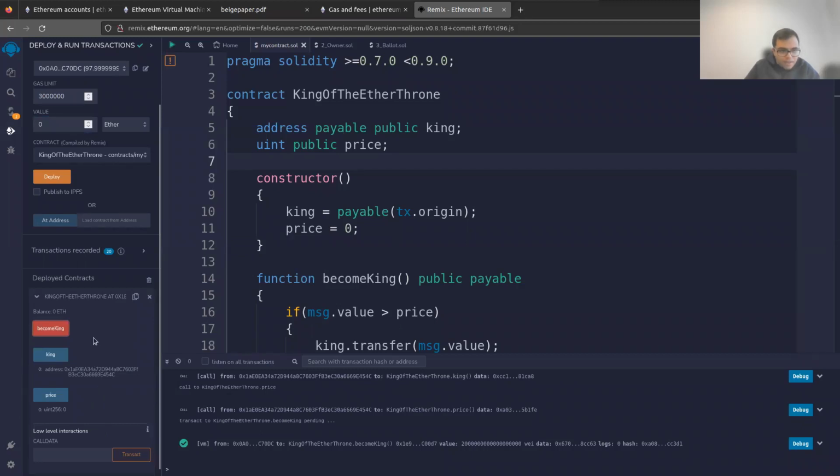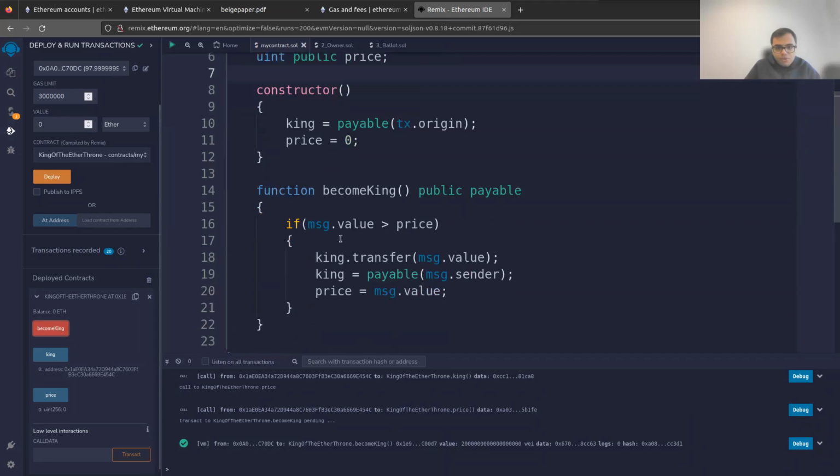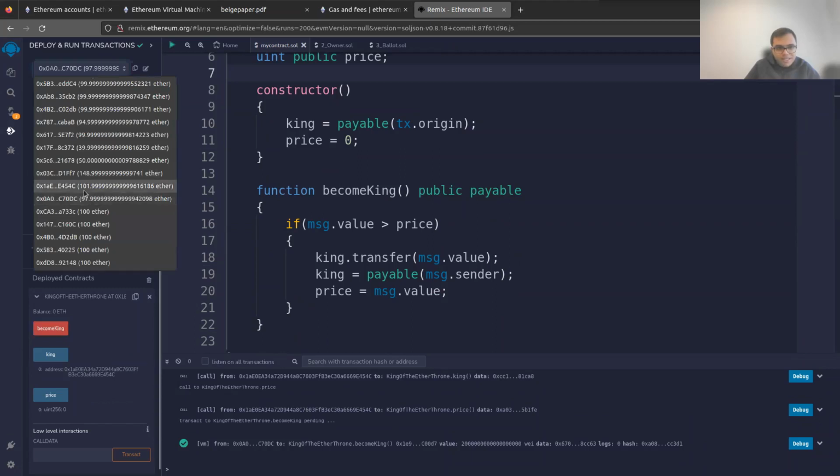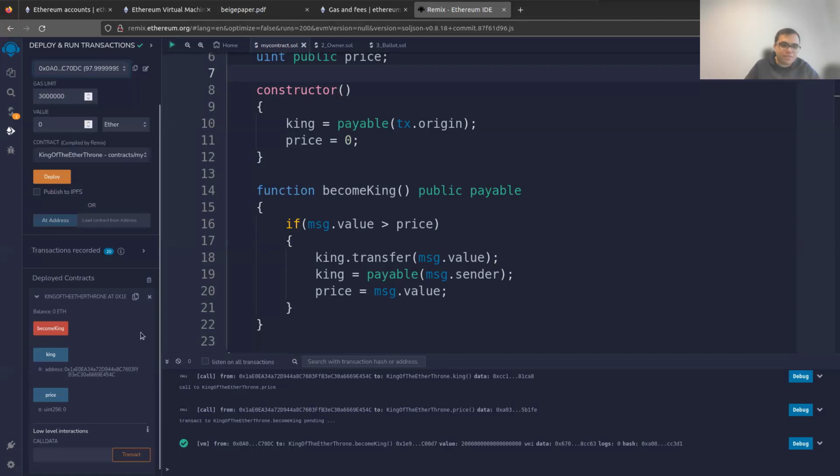Okay. Now, what happened here? Well, first of all, the balance of the contract remains 0. This is because 2 Ether was paid to the contract, but the contract immediately transferred it to the previous king. So you can see that the balance of the previous king went up by 2. And of course, the balance of this new king went down by 2, and also the transaction fees.